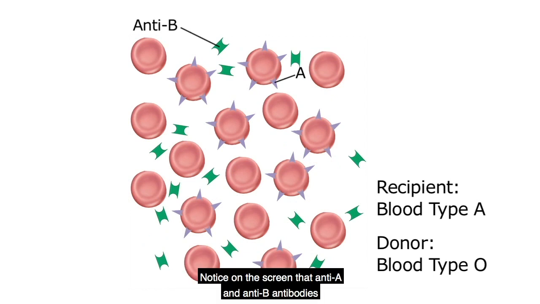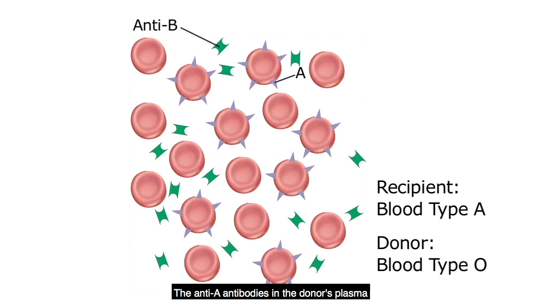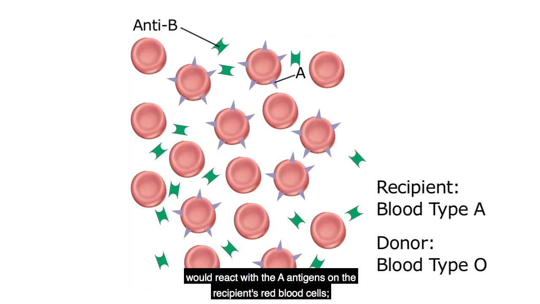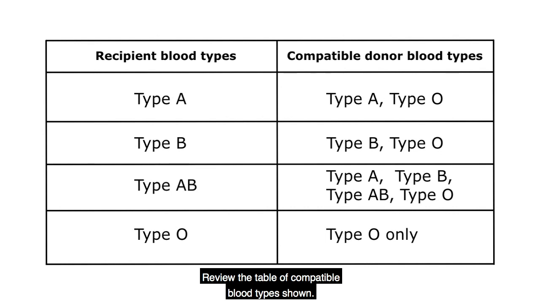Notice on the screen that anti-A and anti-B antibodies that are present in the type O donor's plasma are not included. The anti-A antibodies in the donor's plasma would react with the A antigens on the recipient's red blood cells. Thus, packed red blood cells, without plasma, are administered to avoid this reaction. Review the table of compatible blood types shown.